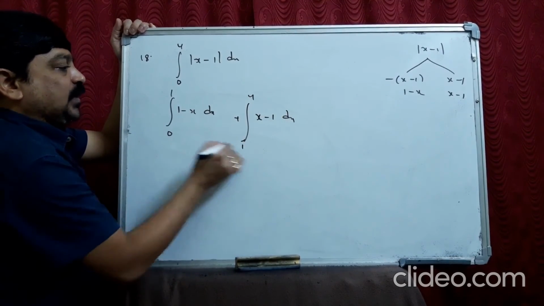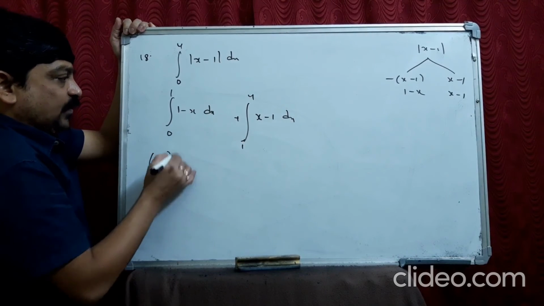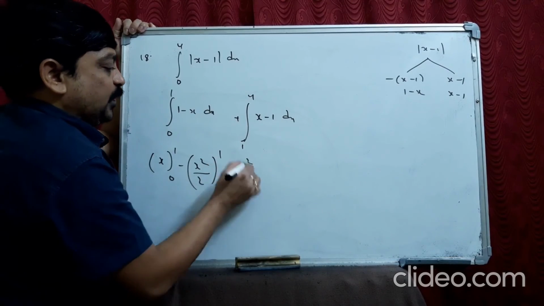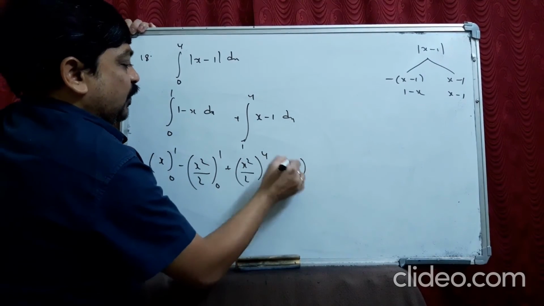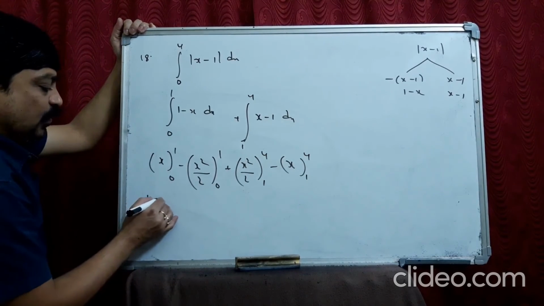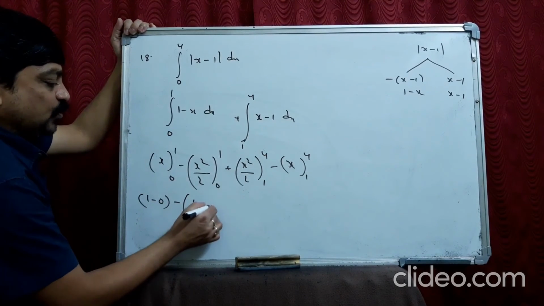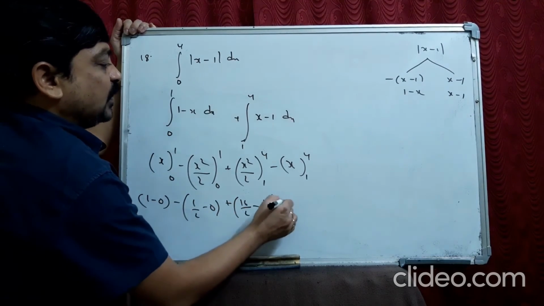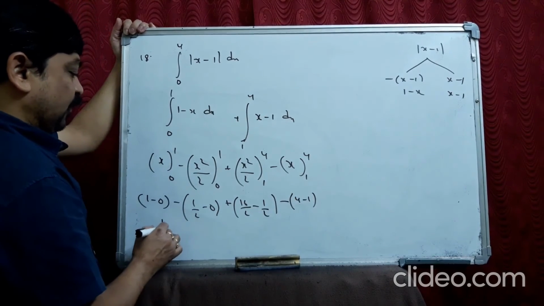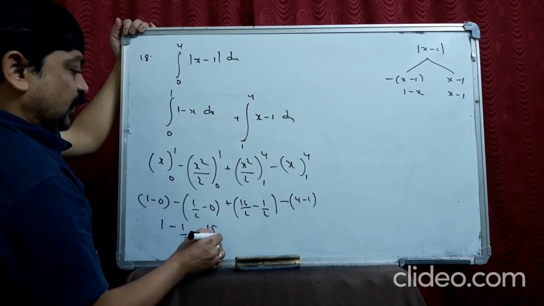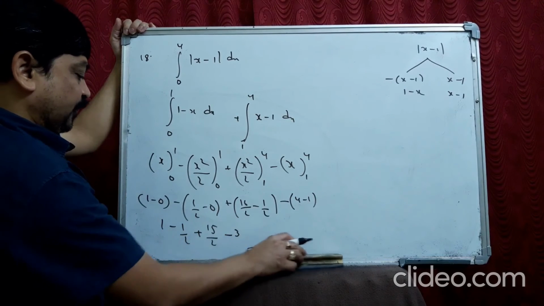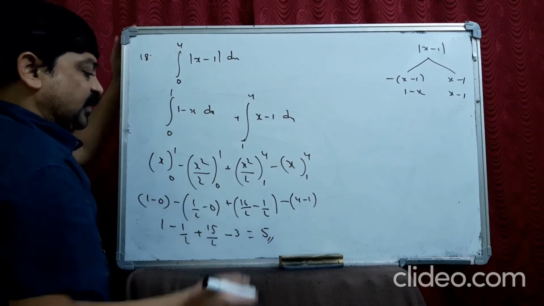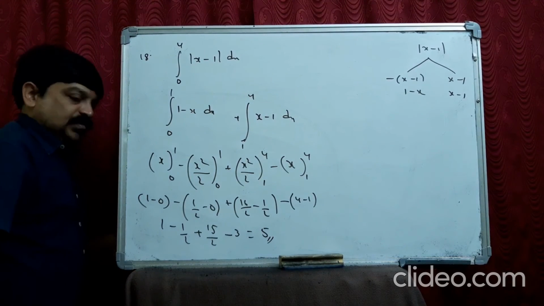Let us integrate separately. Integration 1 dx, x from 0 to 1, x square by 2 from 0 to 1, x square by 2 from 1 to 4, x from 1 to 4. 1 minus 0, 1 by 2 minus 0, 16 by 2 minus 1 by 2, 4 minus 1. It becomes 1 minus 1 by 2 plus 15 by 2 minus 3. 15 minus 1, 14 by 2 is 7. 7 minus 2, the answer is 5. It is right. Okay.